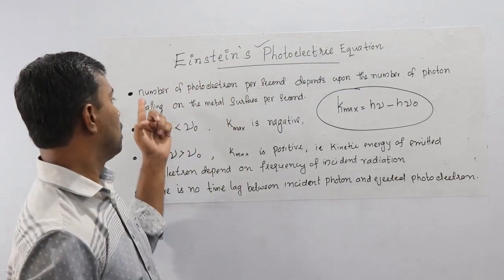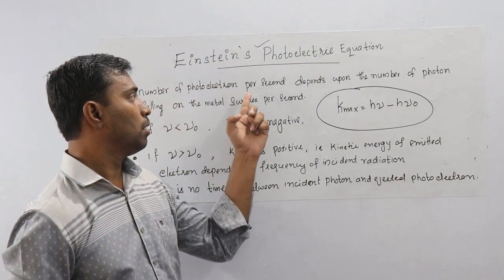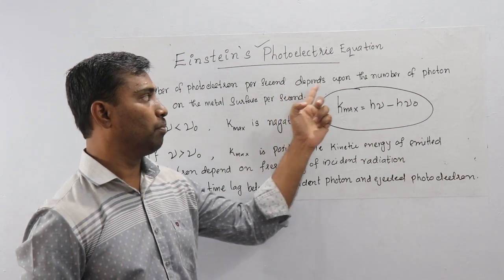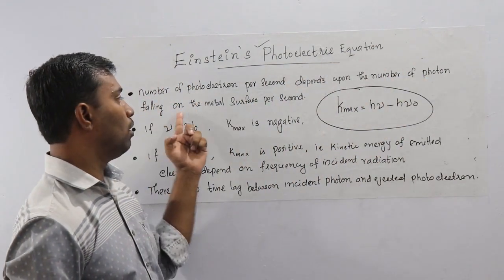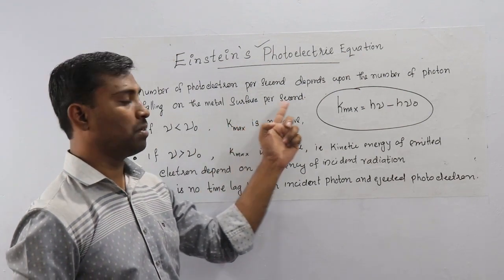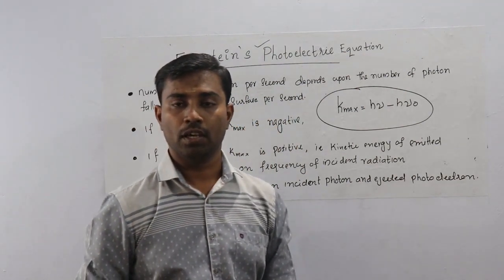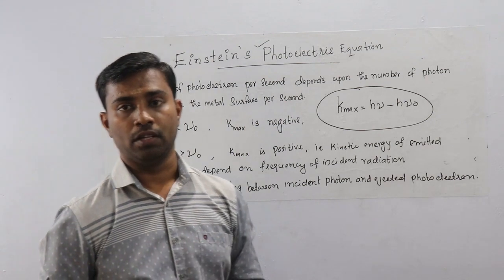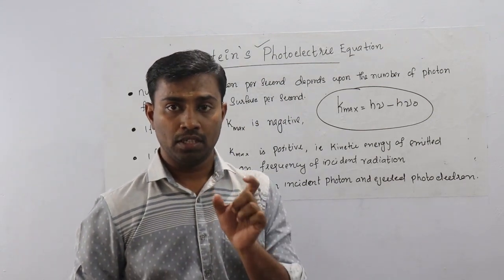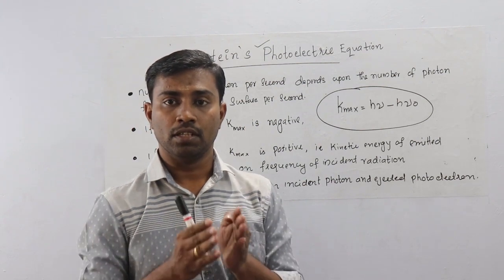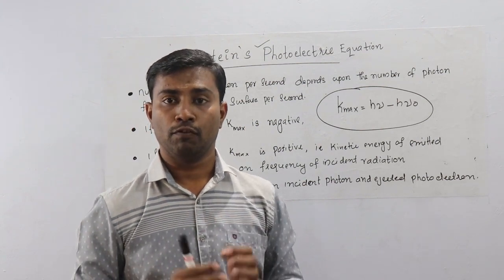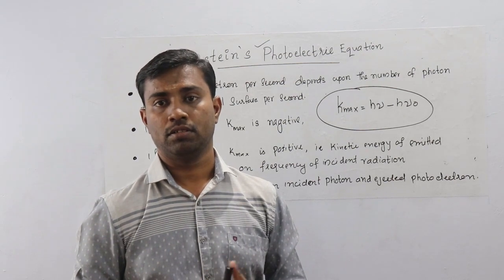That is the first point from this equation. It says that the number of photoelectrons per second depends upon the number of photons falling on the metal surface per second. So the intensity of incident radiation determines the photocurrent.